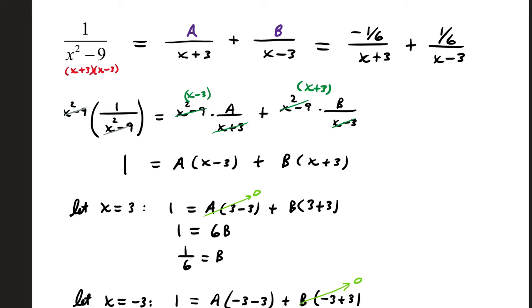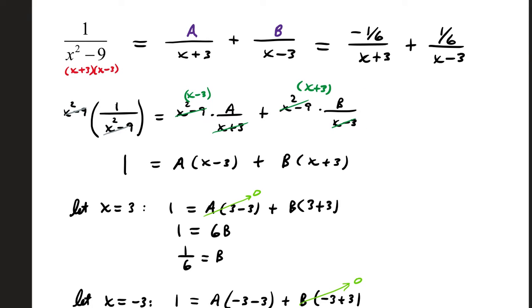When you multiply by x squared minus 9 on both sides, that leaves you with a numerator 1. On the right side, multiplying by x squared minus 9, that will leave x minus 3 as the remaining factor times a. And then the second fraction, multiplying by x squared minus 9, after canceling, that leaves you with the factor x plus 3 times b.